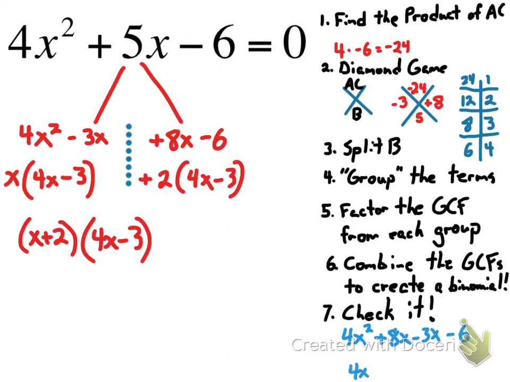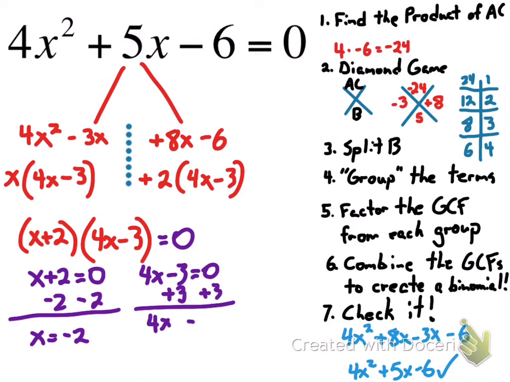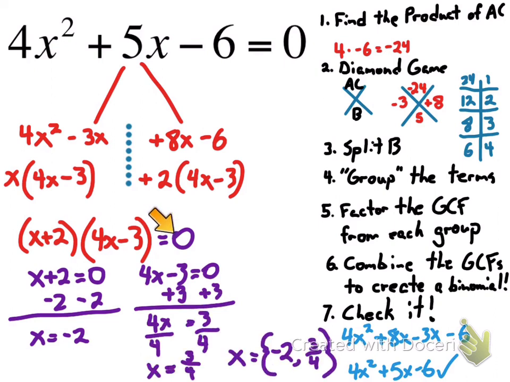Now I can go ahead and check it by double distributing, and I get 4x squared plus 8x minus 3x minus 6, combine like terms. Bingo, I did it right. Now if I asked you to solve it and not leave it in factored form, I would just go ahead and set that equal to 0 and then solve each of them. So x plus 2 equals 0, subtract 2 from both sides, x equals negative 2 is one possibility, and then I have 4x minus 3 equals 0, add 3 to both sides, divide by 4, so x equals 3/4. So there's my solution set, negative 2 and 3/4.